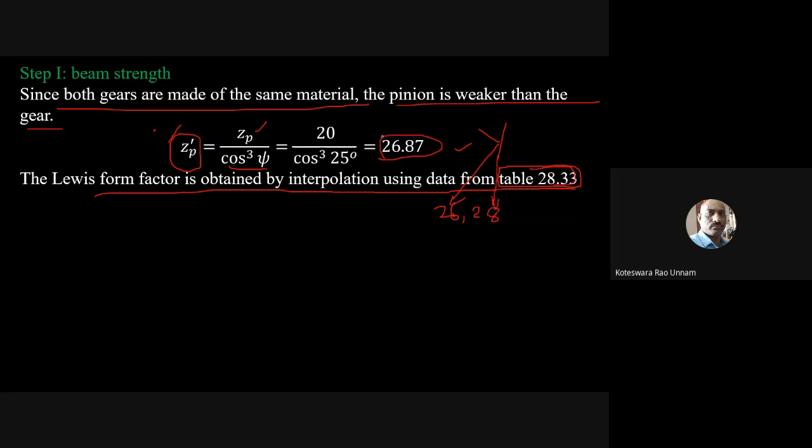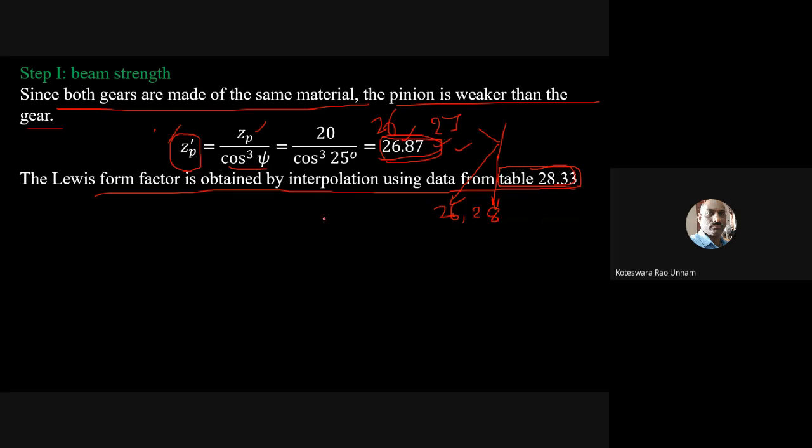But here we need to calculate the Y value for 26.87 teeth. You might think that practically there is no fraction of teeth, so I can round it up to 27 or 26 and calculate the Lewis form factor based on that. Don't do that; that is not the correct way, because these are not the actual number of teeth. These are the virtual number of teeth. A virtual thing can have any number because it is imaginary, so you cannot round it off or modify it. You have to take it as is. Therefore you have to calculate the Lewis form factor for 26.87 only.